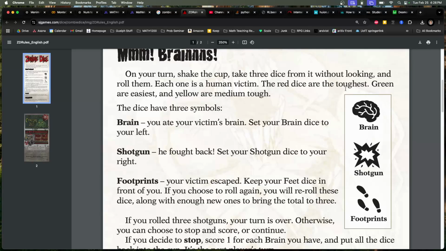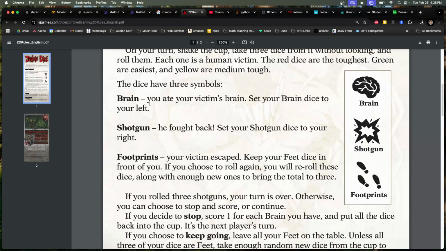The people who are red are the toughest, so they have more shotguns and fewer brains. Green people have more brains and fewer shotguns, so they're easier. And yellow are somewhere in between. So brain, you ate the victim's brain.